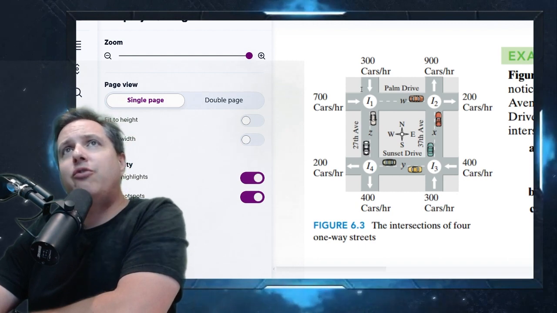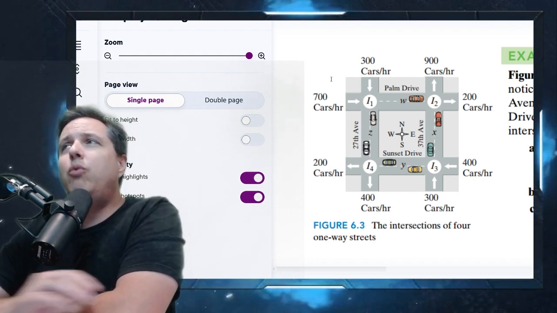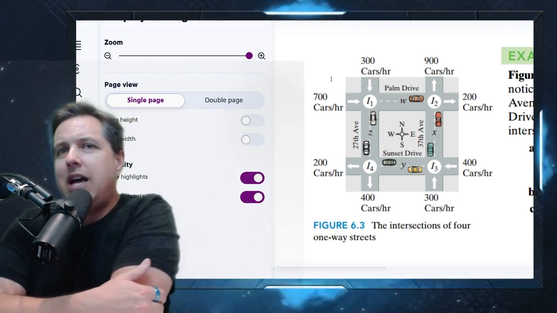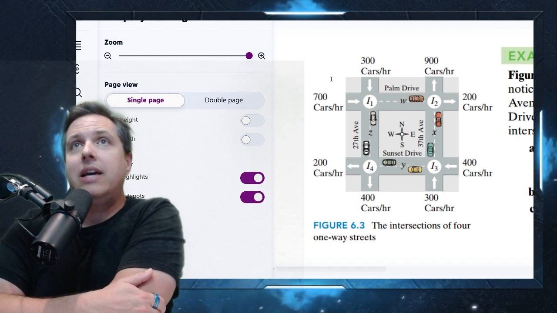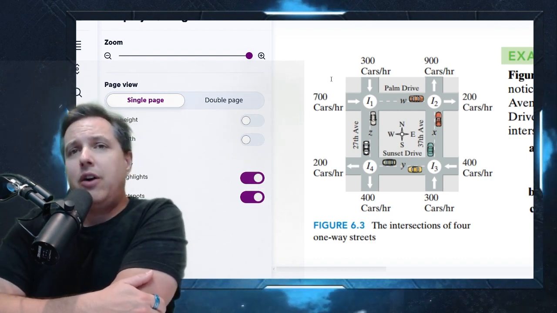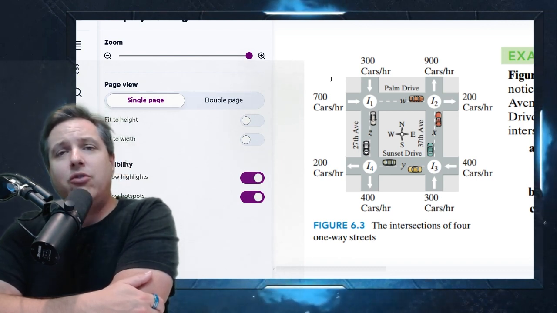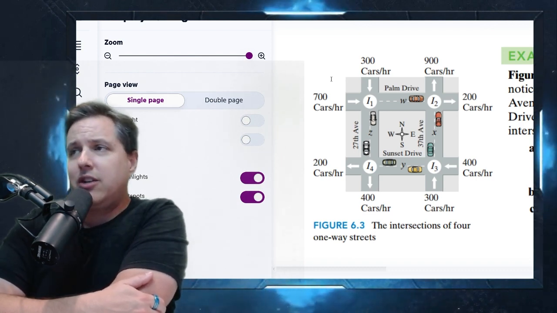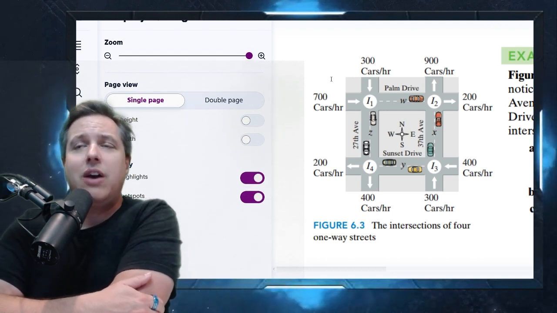So what we know is that 1,000 cars an hour are entering intersection 1. Well, what we know from that is if 1,000 cars an hour are entering intersection 1, then 1,000 cars an hour must be exiting intersection 1, right? Because if 1,000 cars an hour are entering intersection 1 and only 950 cars an hour are leaving intersection 1, then that means 50 cars are left inside the intersection. That means you have a traffic jam.